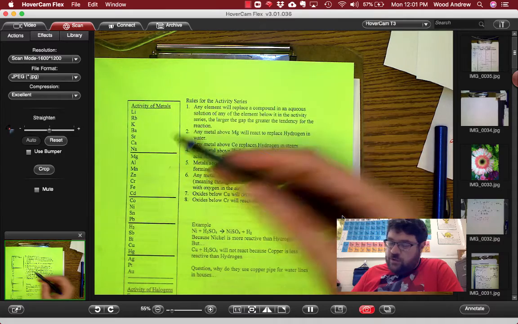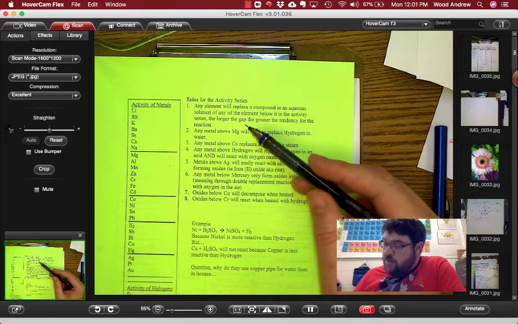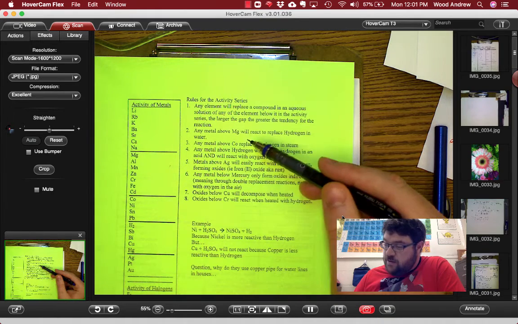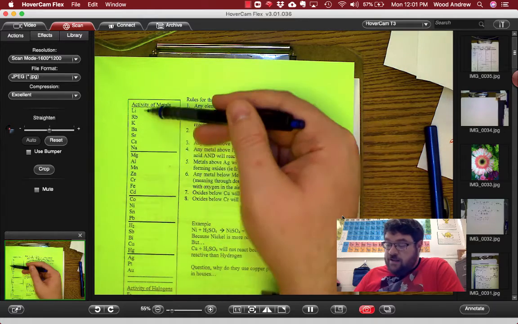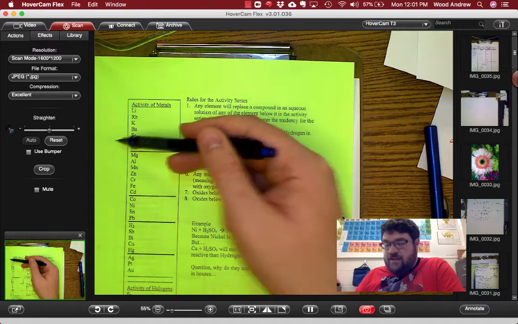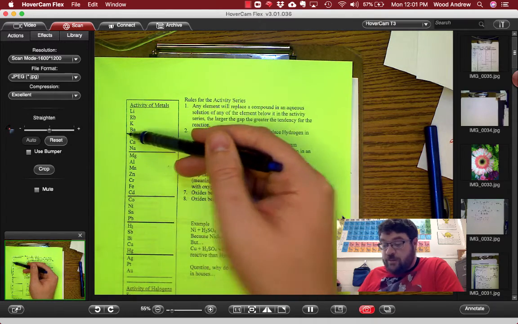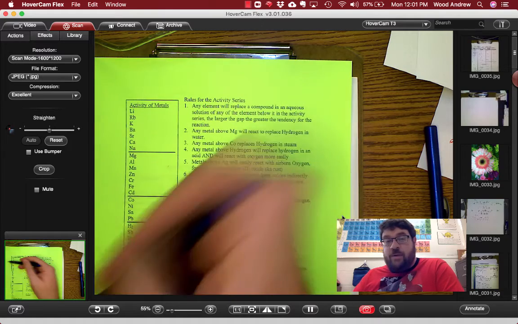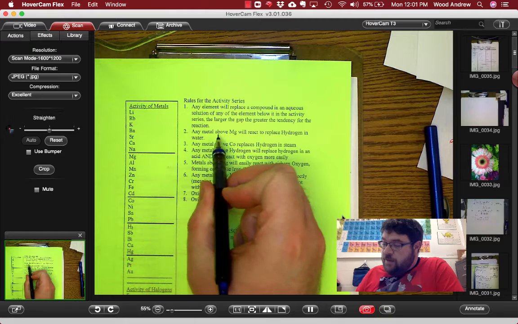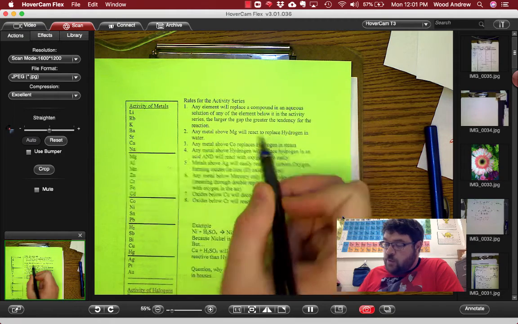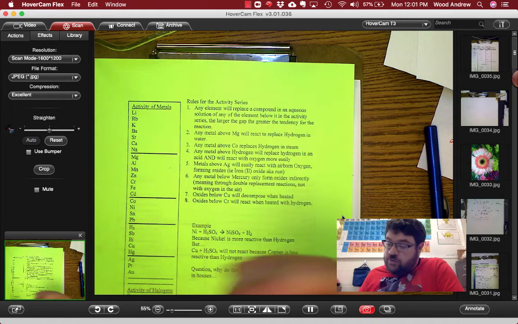So let's look at this. Rules for the activity series. Rule number 1: any element replaces a compound in an aqueous solution of any element below it in the activity series. The larger the gap, the greater the tendency for reaction. So if we look at this, it will replace downwards. So lithium will replace rubidium, rubidium will replace potassium, potassium will replace iron. As you go down, if it's above it on the chart, it will replace. Number 2, any metal above magnesium will react to replace hydrogen in water. So here's magnesium, so that means all of these will react with water to replace the hydrogen in water.